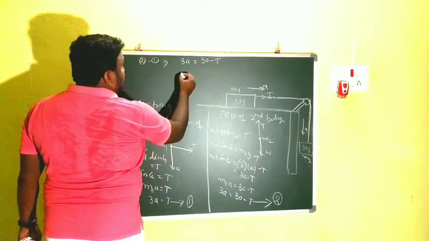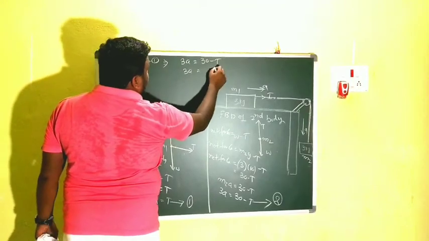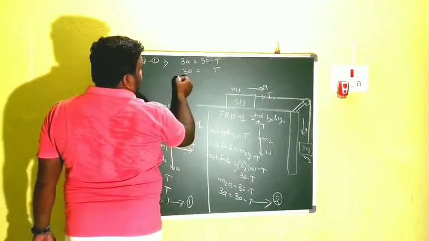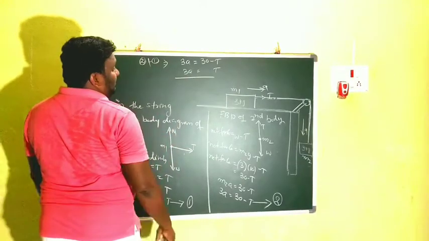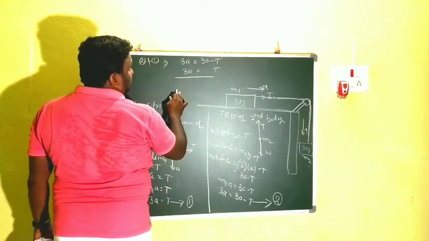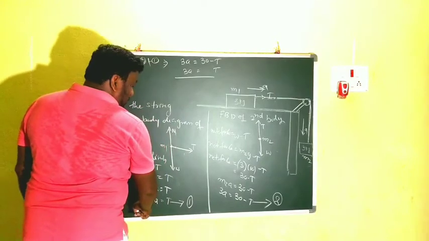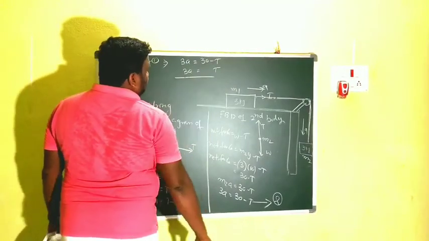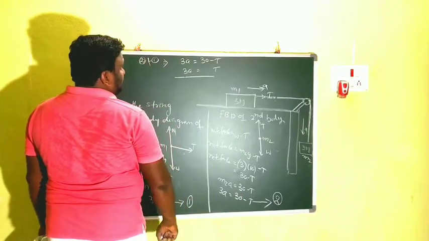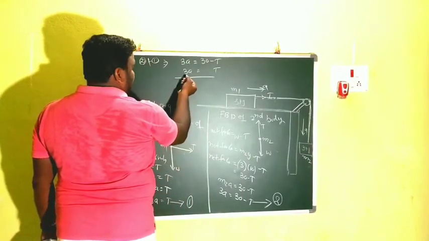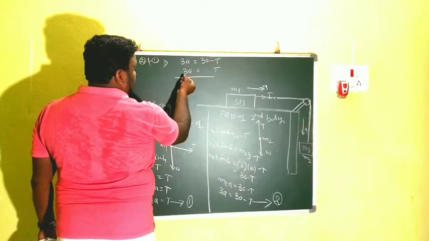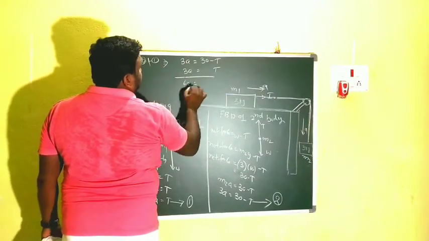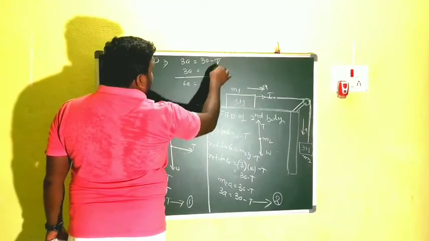And the next one is what? 3a is equal to T. We are simply adding. So here we are adding, 2 plus 1, I am doing here. Okay, 3a is equal to 30 minus T and 3a is equal to T. Then what do you get here? 6a is equal to 6a is equal to T, T cancels.